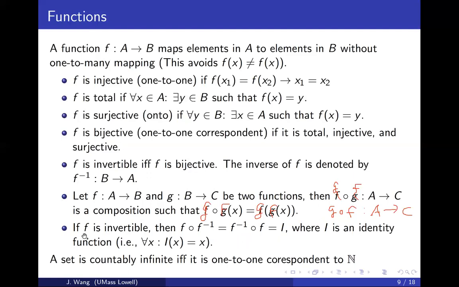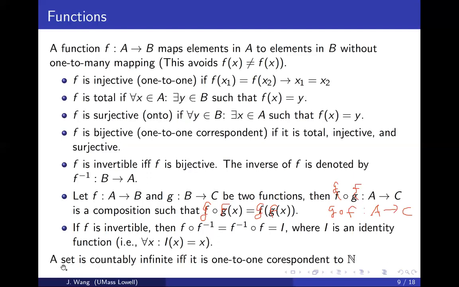Okay, so if F is invertible, then we have F compose F inverse is equal to F inverse compose F, which is the identity function. The identity function means for any x, it just maps x to itself. Okay, so this is a one-to-one mapping.